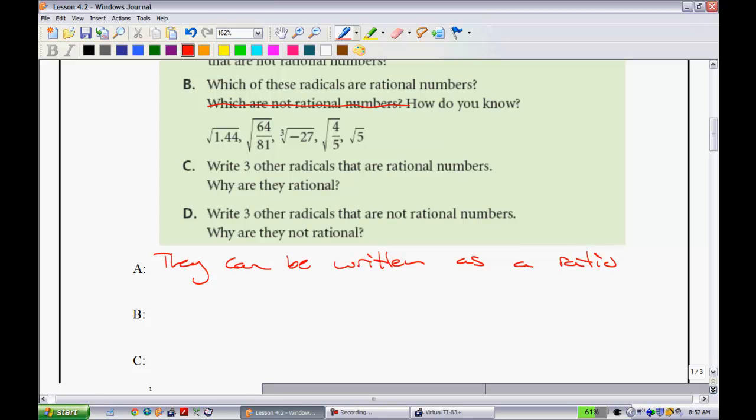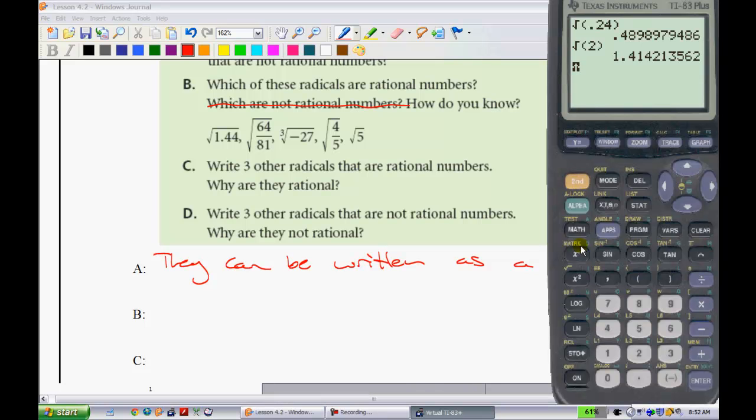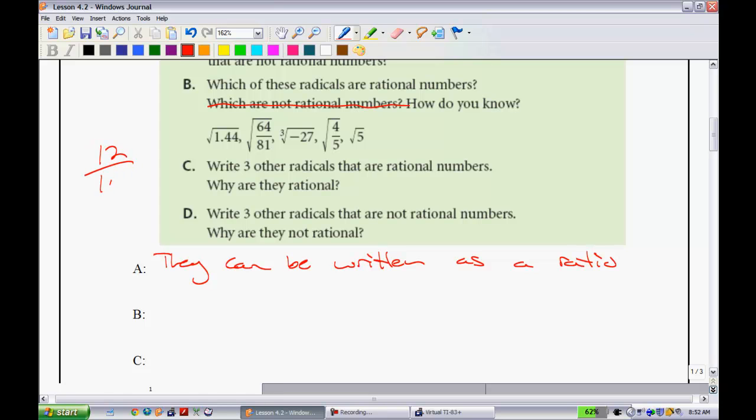Can they be simplified? A couple easy ways of doing this is you can stick them into your calculator and see how they look. For instance, if I take the square root of 1.44, you get 1.2. Since that decimal terminates like that, you know it's going to be a rational number. We can write that as a fraction. As an example, that would be 12 over 10. So we would say that the square root of 1.44 is a rational number.